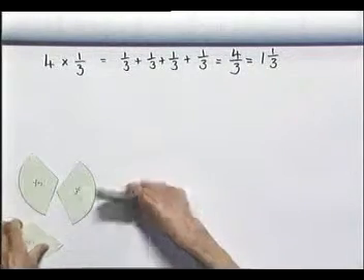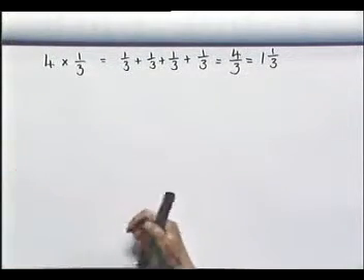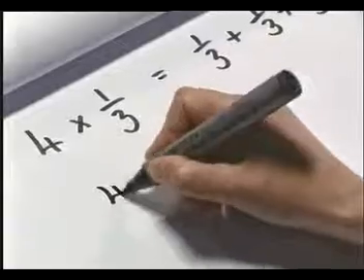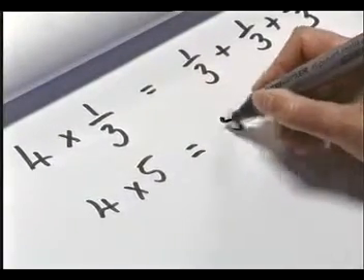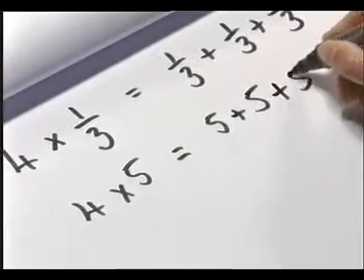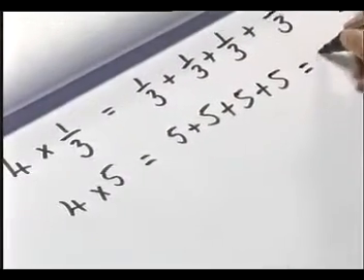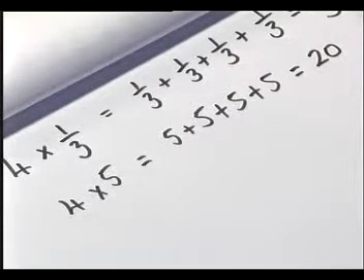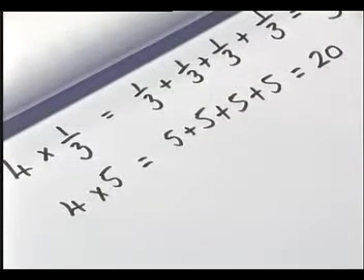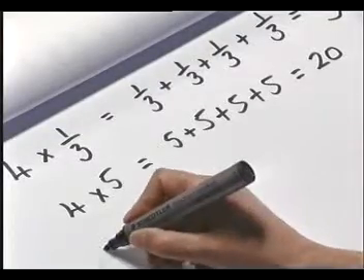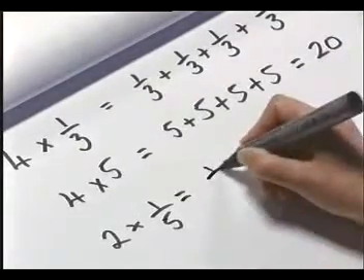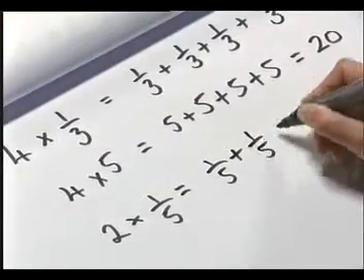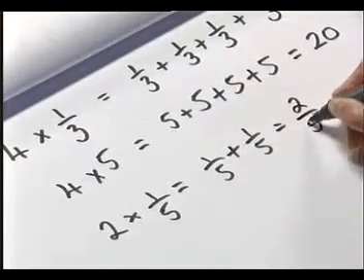And that's exactly the same as our usual multiplication. If we have 4 times 5, for example, that means I've got 5, add 5, add 5, add 5, which gives me 20. Fractions work in exactly the same way. So if I had 2 times 1/5, I'd have 1/5 plus 1/5, giving me 2/5.